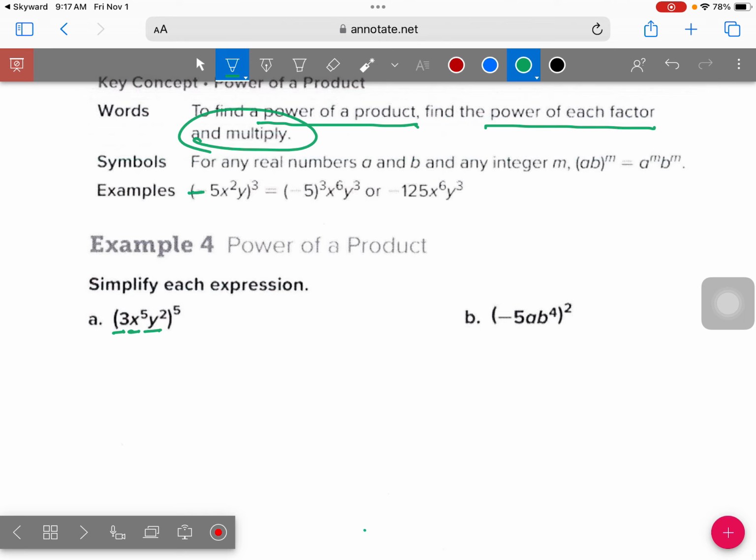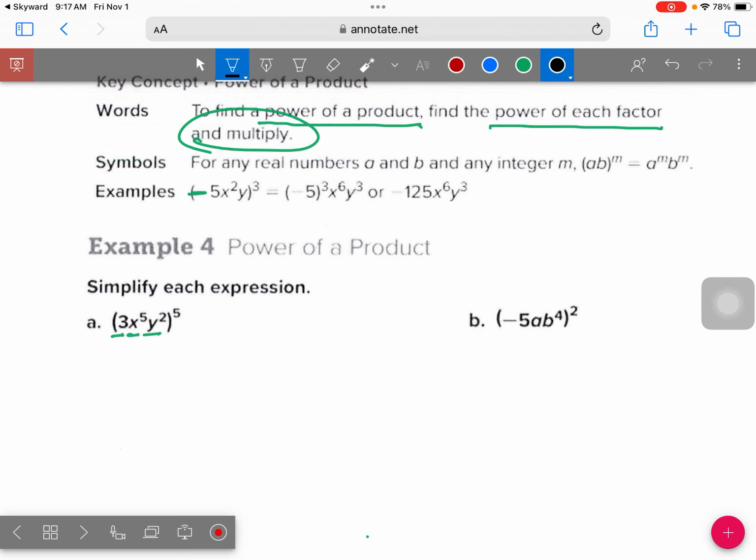All right, now here is a key one. If you have a negative out front with a number, put that negative in parentheses, okay? And if you have no exponent, what is the expected exponent to be? 1. You put a 1 on it. Put a 1 on it.